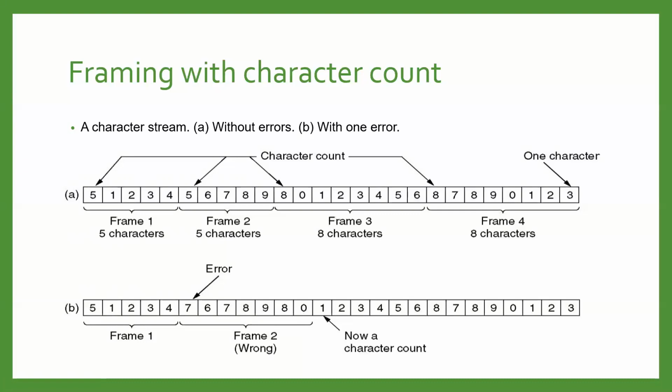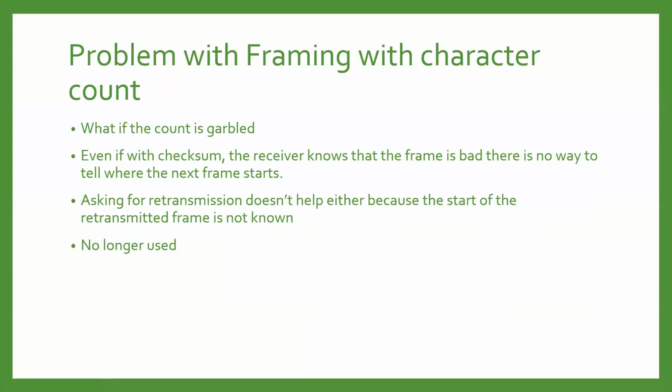Now because of that, we will move toward the next method, as we have already discussed the problem with framing with character count. What if the count is garbled? Even if, with a checksum, the receiver knows that the frame is bad, there is no way to tell where the next frame starts. So asking for retransmission doesn't help either, because the start of the retransmitted frame is not known. That is why that method is no longer used.